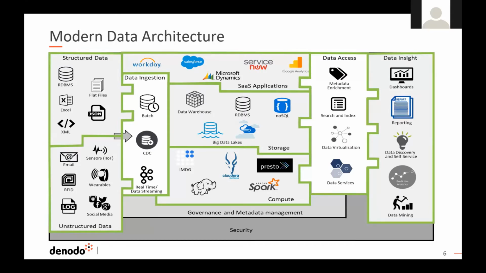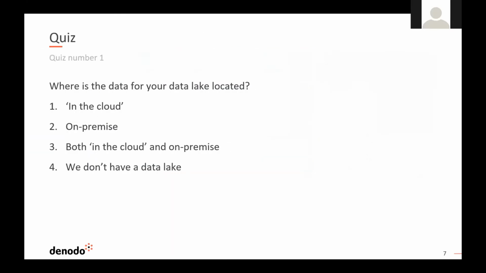And so this is what gets reflected in that complex architecture or complex integration landscape with all of the point-to-point integrations. So what I'd like to do is just pose a quiz to you: across your organization, where is the data for your data lake located? Do you have it in the cloud, on-premise, both in the cloud and on-premise, or we don't in fact have a data lake?